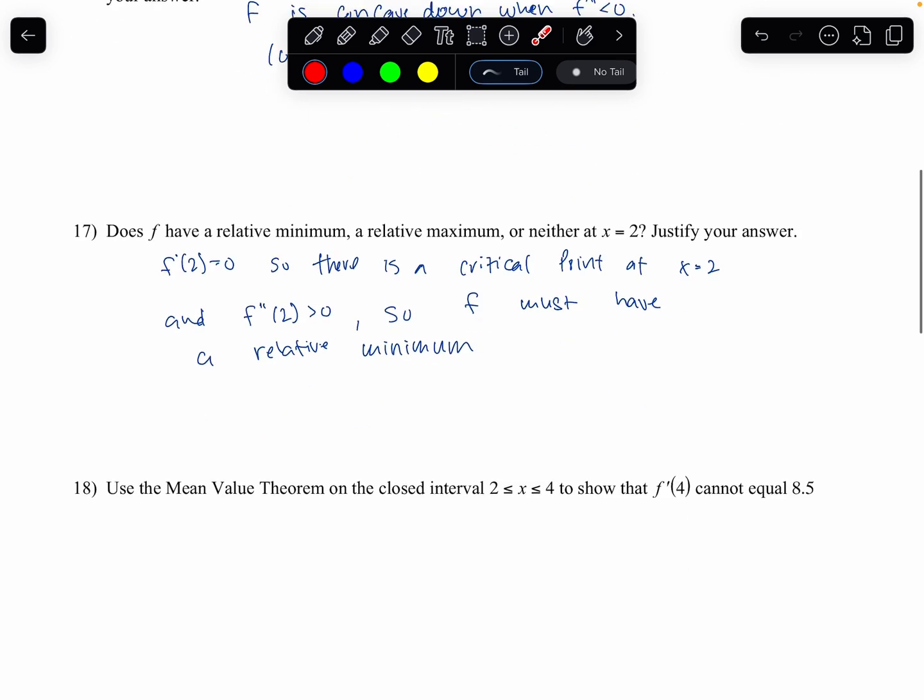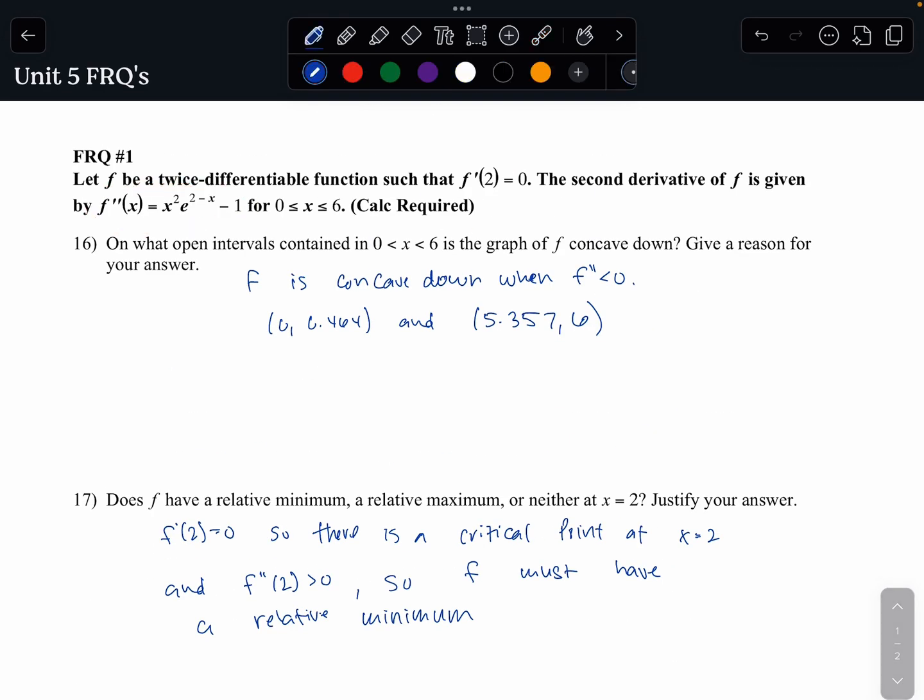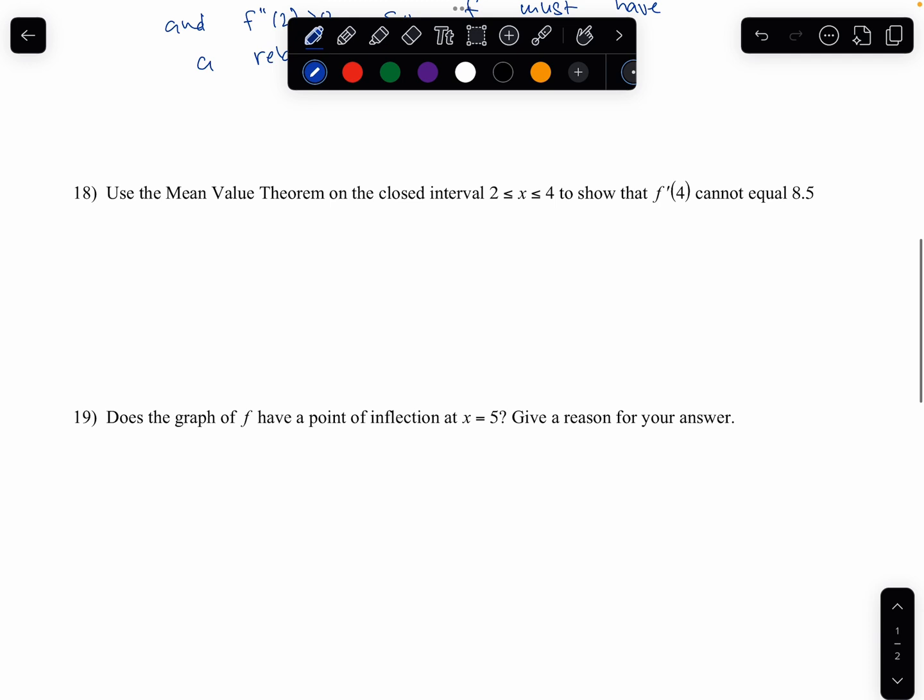So we're going to use the mean value theorem on f prime because we have f double prime here. So kind of weird, but the mean value theorem states that at some point the average rate of change must equal the instantaneous rate of change. And so we're going to show that f prime of 4 minus f prime of 2, so this interval with what we're trying to prove about f prime of 4, all over 4 minus 2.